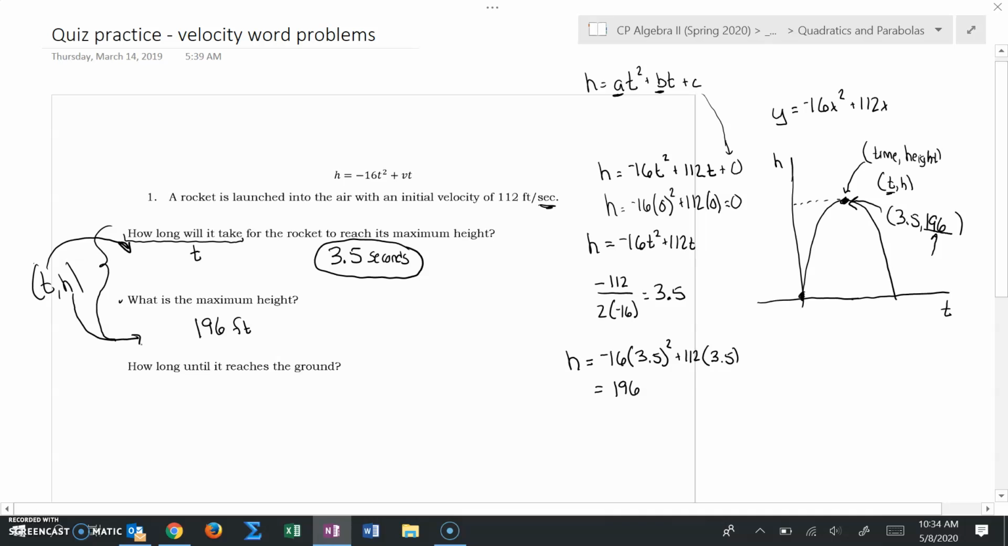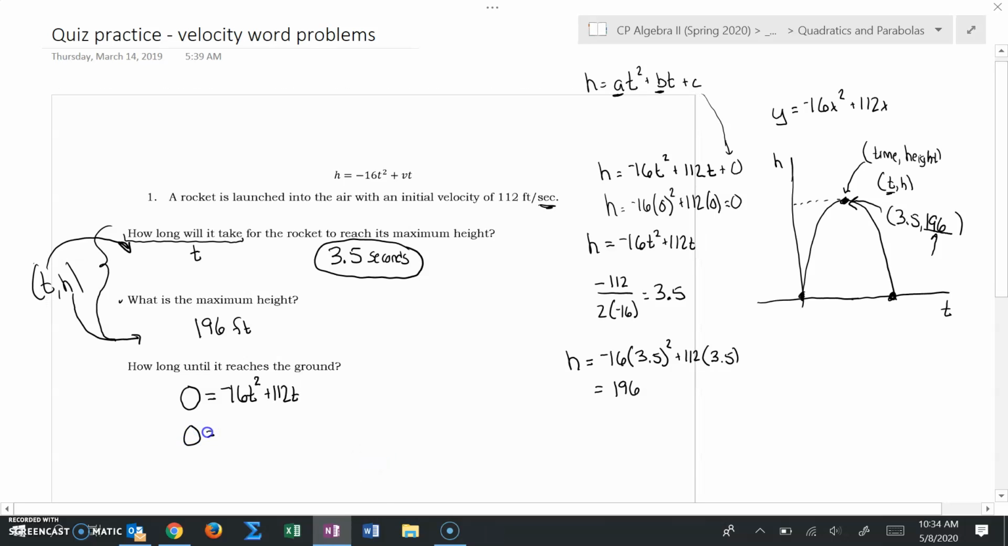And the last part of the question, how long until it reaches the ground? They're looking for this time here. Well, essentially when it's on the ground, the height's going to be 0. So set your height equal to 0 and solve. This is like finding your x-intercepts from graphing parabolas.